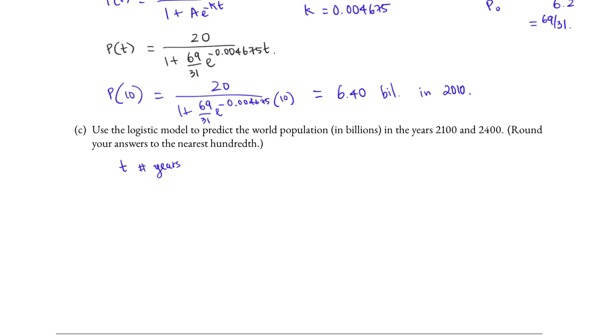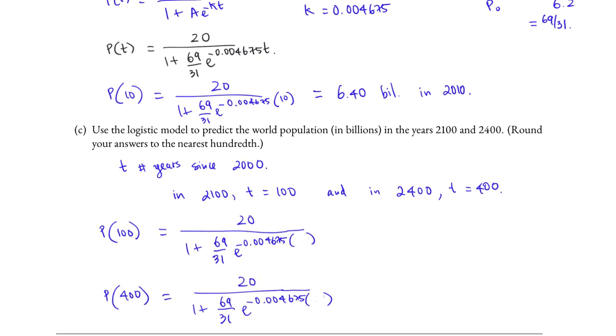T is the number of years since 2000, thus in 2100, T is 100, and in 2400, T is 400. To predict the world population in the years 2100 and 2400, we simply plug in T equals 100 and T equals 400 into the solution of the logistic model. Plugging in 100, we obtain 8.35 billion, and plugging in 400, we obtain 14.89 billion. These are the predicted populations in 2100 and 2400. These estimates are way out in the future. They are extrapolation. The result might not be accurate.